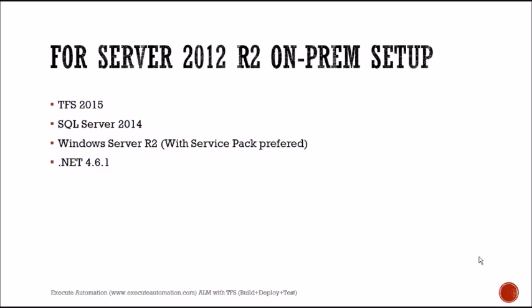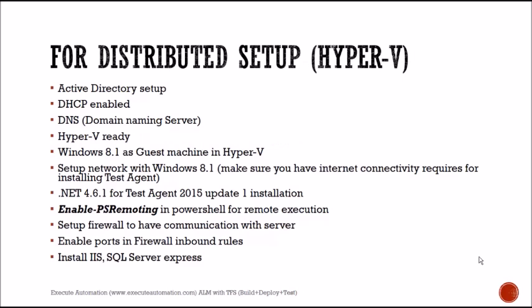And then you should have .NET 4.6.1 version, because with the Team Foundation Server 2015 Update 1, you will actually have to have .NET 4.6.1. Even if you don't have it, it will automatically install for you, right? So this is the actual on-prem setup where you'll actually host your Team Foundation Server. So if you're going to execute your test in a remote machine, which can be a Hyper-V machine, then for the distributed setup or the Hyper-V setup, you should also have the following with your server and with your client.